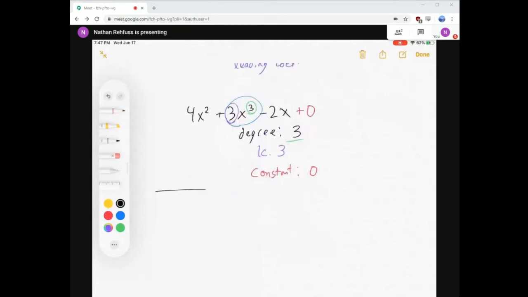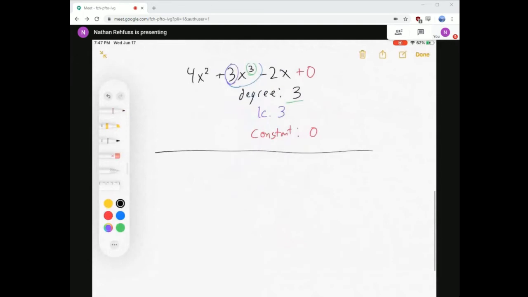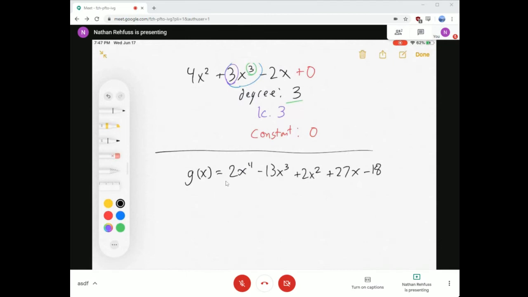Now I want to do some new stuff. Let's say I have a polynomial like g of x equals, I want to move this closer to me, 2x to the 4th minus 13x cubed plus 2x squared plus 27x minus 18. Sometimes these are called quartics.